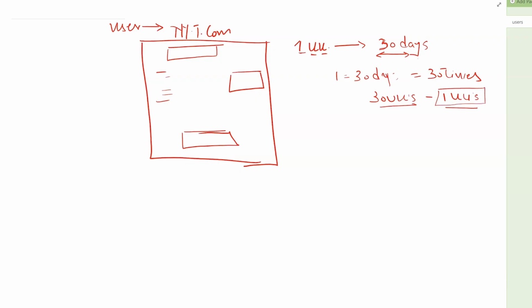The reason is because it is one unique IP, right? So if I go 10 times a day or 100 times a month, it doesn't matter.